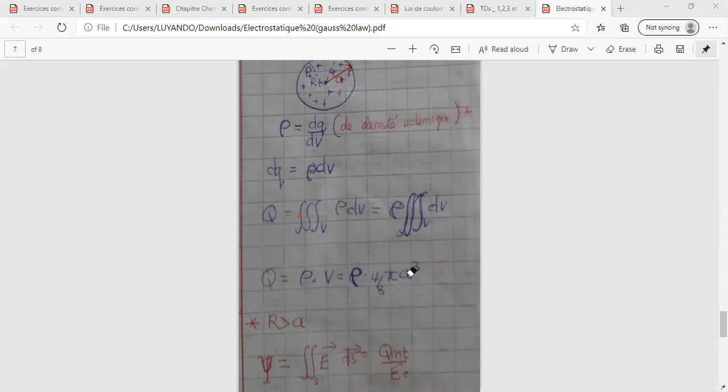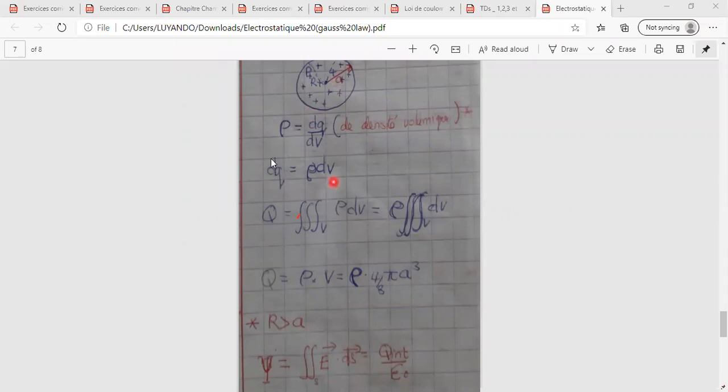Okay, so we've been given a sphere. We've been told that the radius is equal to A. And we've been told that our rho, our volumic density, is equal to a constant. You know the formula for volumic density: rho is equal to dq over dv. So if I make dq the subject of the formula, I'm going to have dq is equal to rho dv.